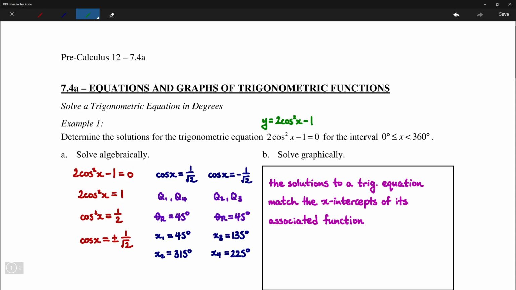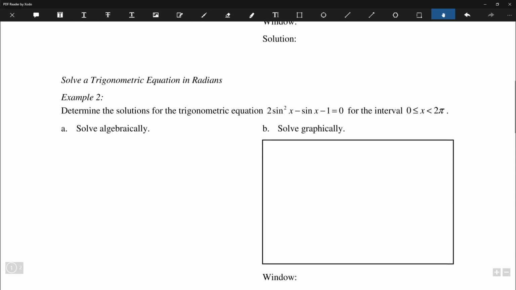Okay, let's look at example number 2. We'll notice here as well that the emphasis will be on solving algebraically. We use solving graphically as a tool to confirm our answers more than anything else. Example 2. So this one will be in radians.